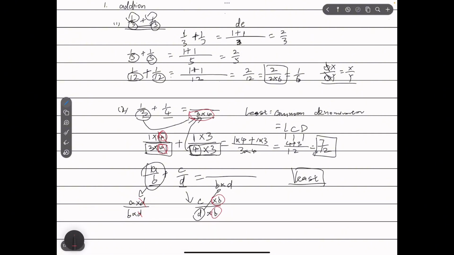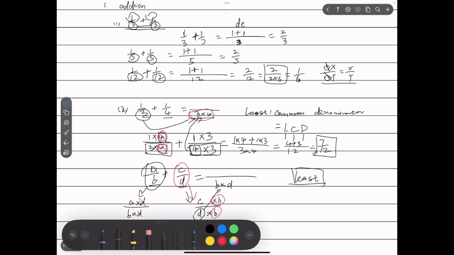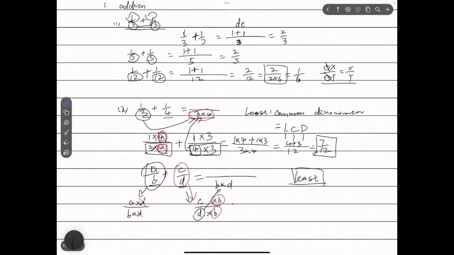So that won't change this number. Every time you change the form of the number, you don't want to change the value. So that's how we do the common factor thing. But b times d might not be the least one, but it will be the common denominator for b and d.